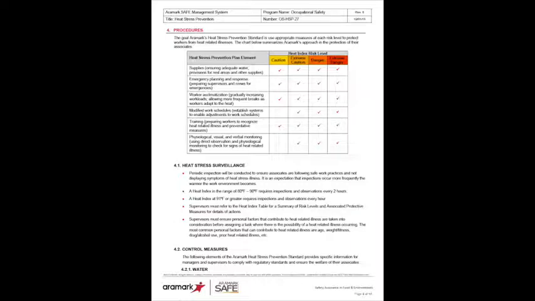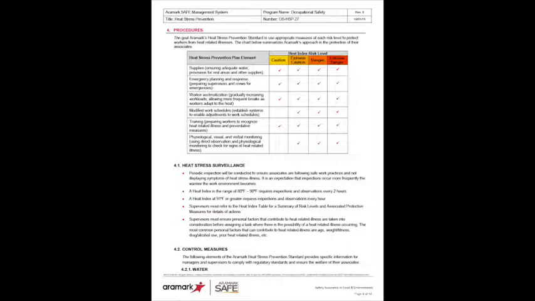Heat stress surveillance. Periodic inspections will be conducted to ensure associates are following safe work practices and not displaying symptoms of heat stress illness. It is an expectation that inspections occur more frequently the warmer the work environment becomes. A heat index in the range of 80 to 90 degrees requires inspections and observations every 2 hours. A heat index of 91 degrees or greater requires inspections and observations every hour.